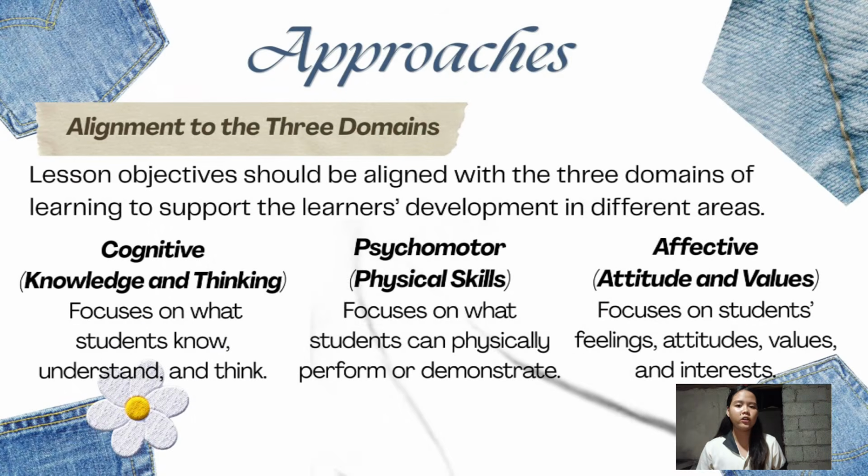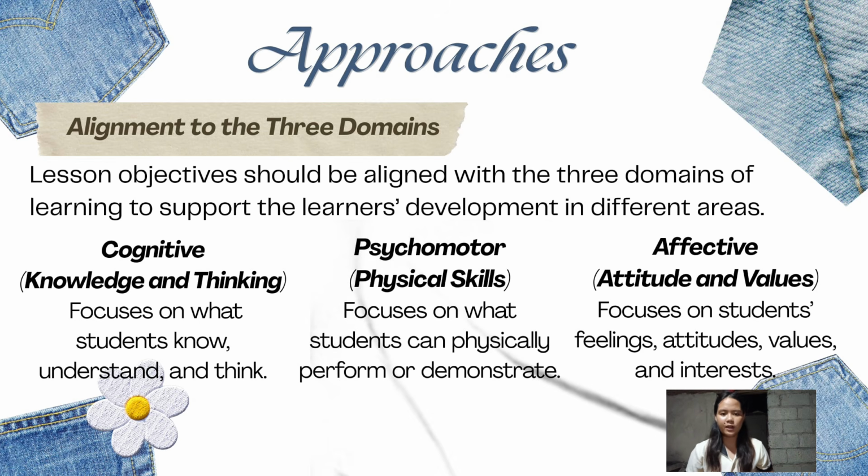Now let us move on to another important part, the three domains of learning. These are the cognitive, psychomotor, and the affective. These domains remind us that learning is not only about remembering information. Students can learn through thinking, doing, and developing positive attitudes and values. Now first is the cognitive domain. This focuses on knowledge and thinking. It is about what students know, understand, and think about. For example, students will explain the importance of lesson objectives. The students are using their knowledge and thinking skills. So if the objective is mainly about thinking and understanding, it belongs to the cognitive domain.